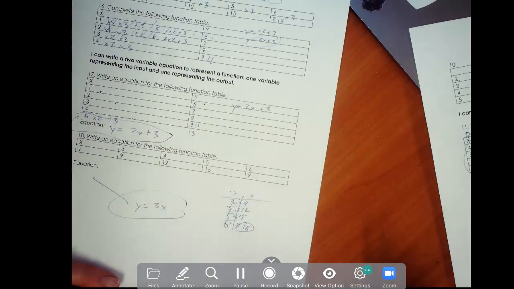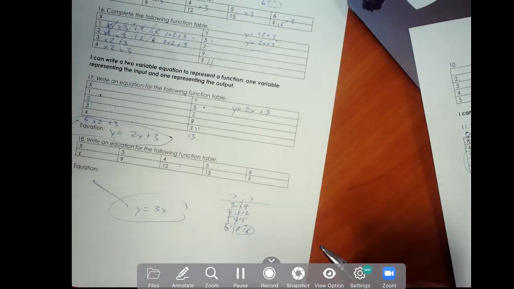Okay? Notice how I actually made a little xy chart like that. I turned it back over and went this way. I think it's easy for kids to understand.